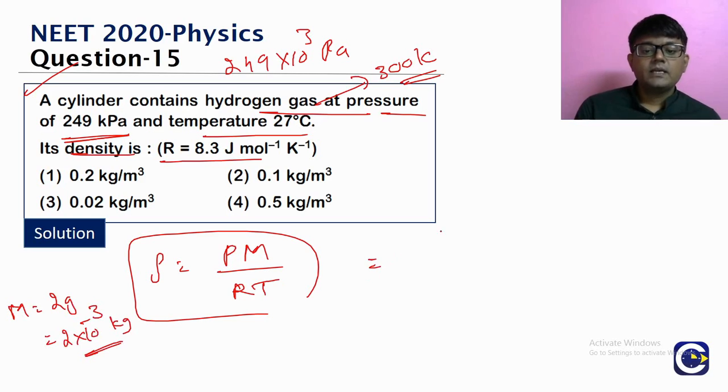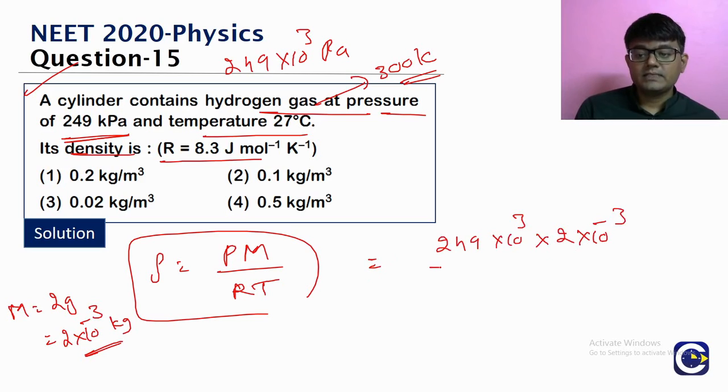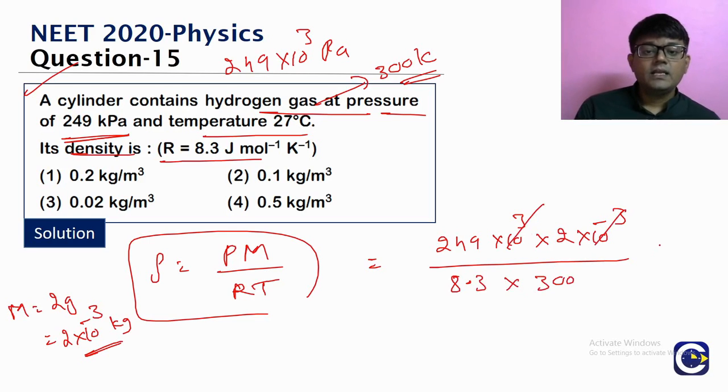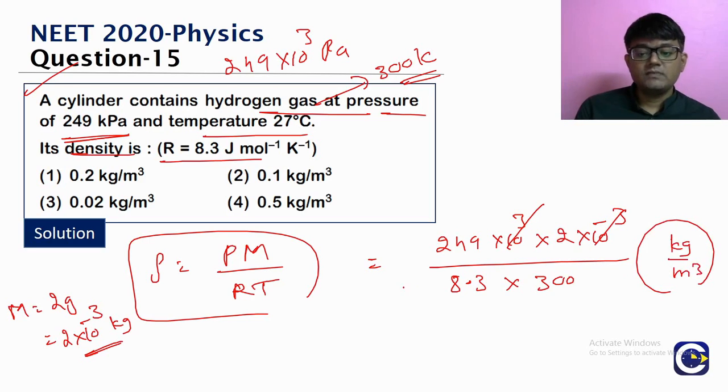So look at it. Pressure is 249 into 10 power 3. We are taking everything in the SI system. Into molar mass, 2 into 10 power minus 3, divided by R. What is the R value? 8.3, into temperature, 300. So this is cancelled. And by the way, the value of density is going to come in kg per meter cube, because everything we have taken is in the SI system of units.